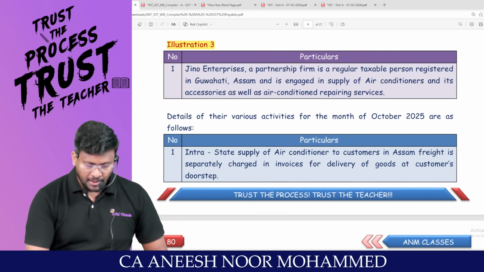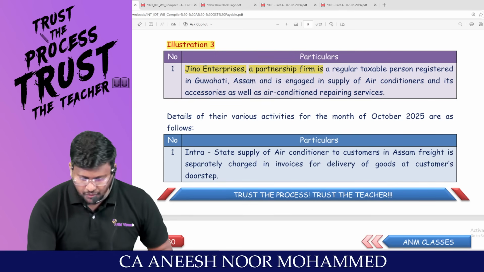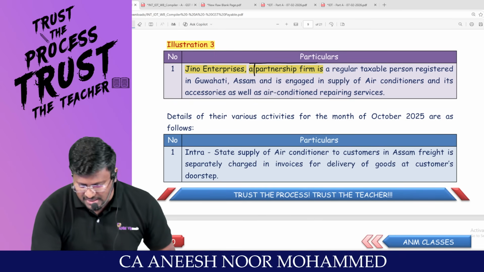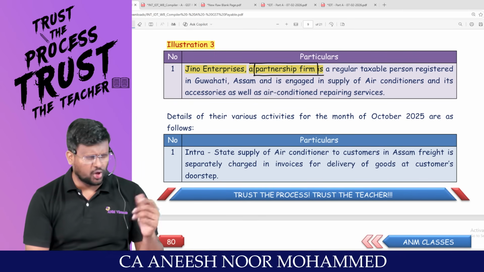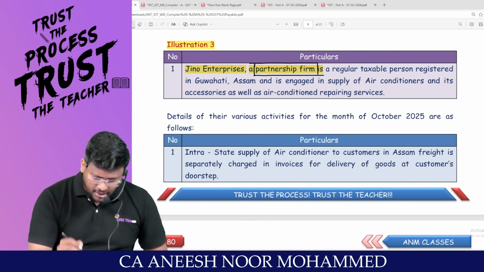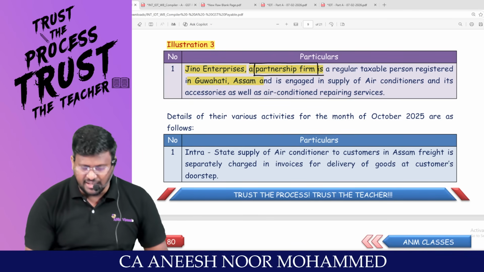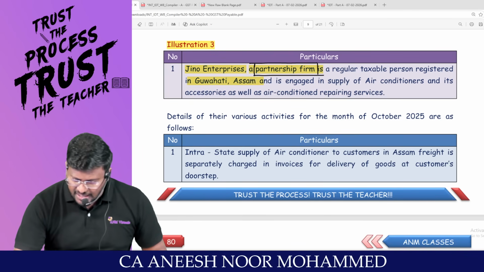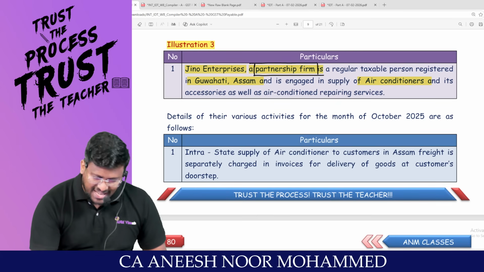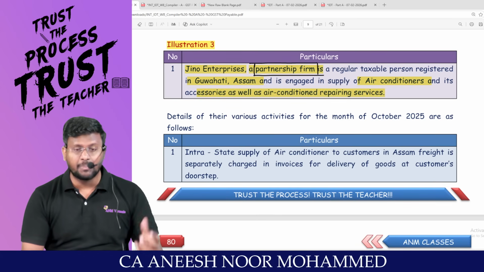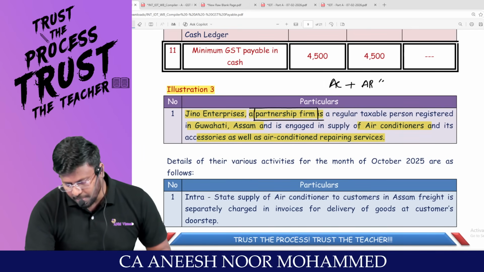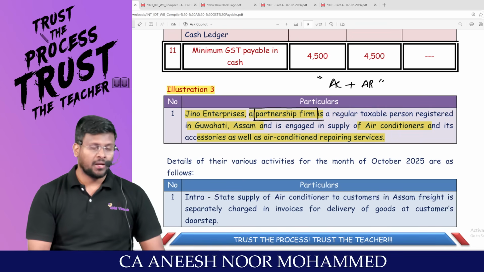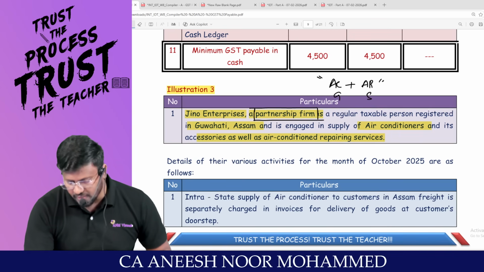Gino Enterprises, a partnership firm. Always understand who the assessee is. Partnership firm. Is a regular taxpayer. Yes, it is not a composition dealer. Registered in Guwahati, Assam. Basically, they are in Assam. And engaged in supply of AC and its accessories as well as AC repairing services. That means they are selling AC plus AC repairing, my dear lovable students. So both goods and services they are dealing in.